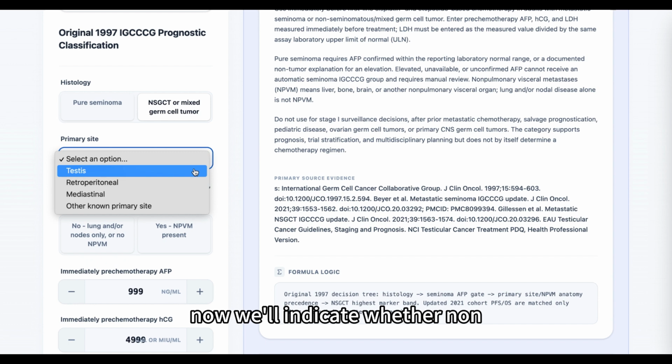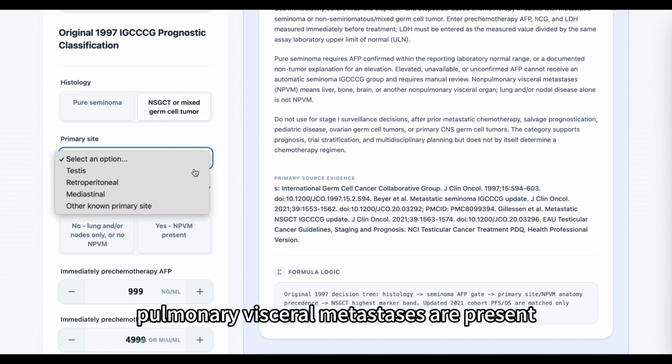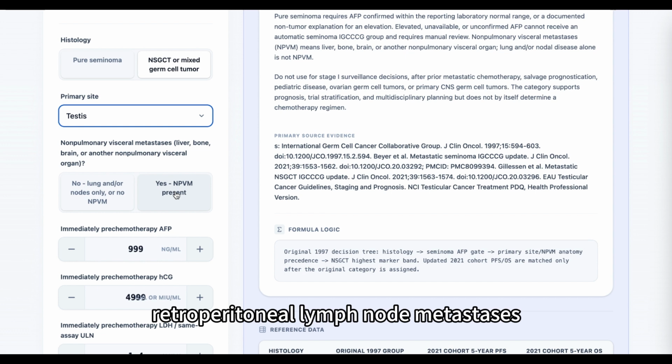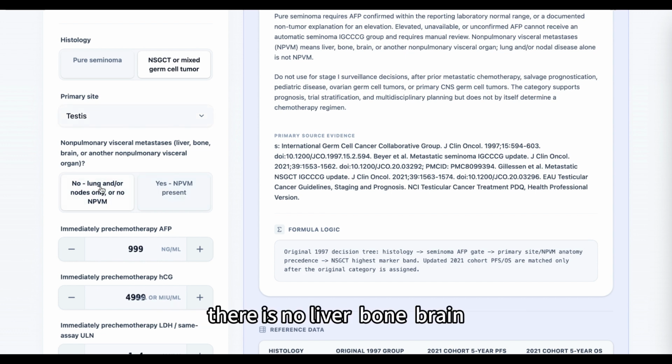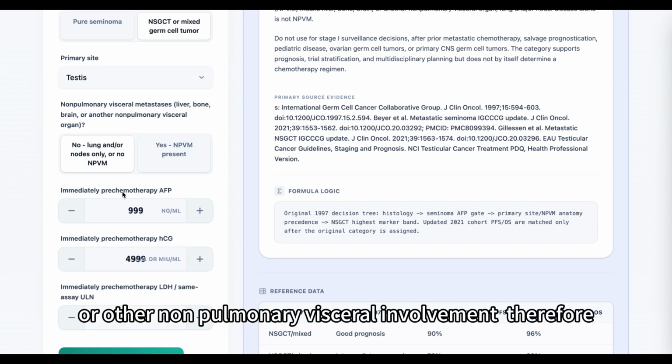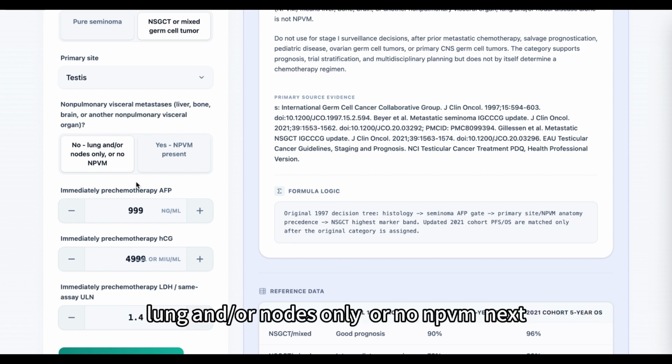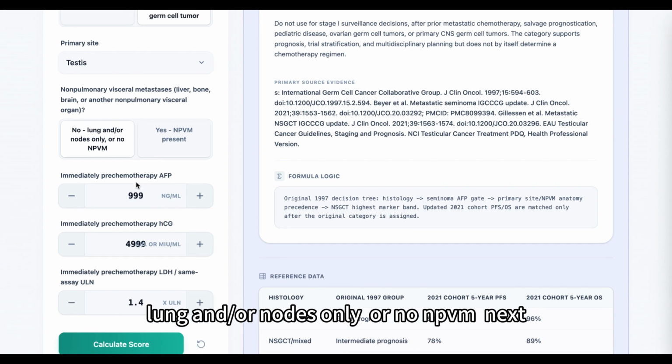Now we'll indicate whether non-pulmonary visceral metastases are present. Although the patient has pulmonary and retroperitoneal lymph node metastases, there is no liver, bone, brain, or other non-pulmonary visceral involvement. Therefore, we'll select no, lung/nodes only, or no, NPVM.